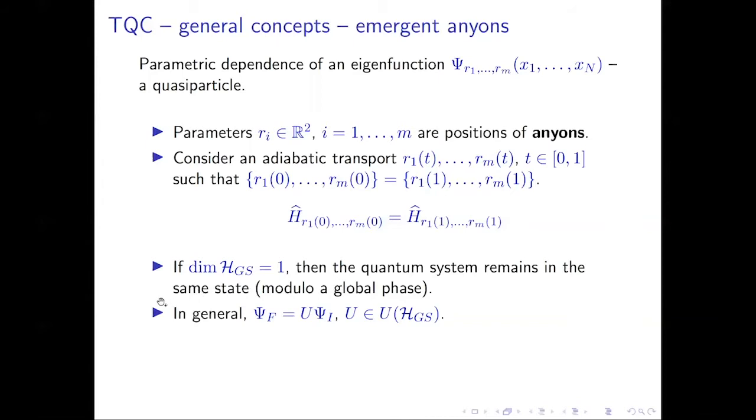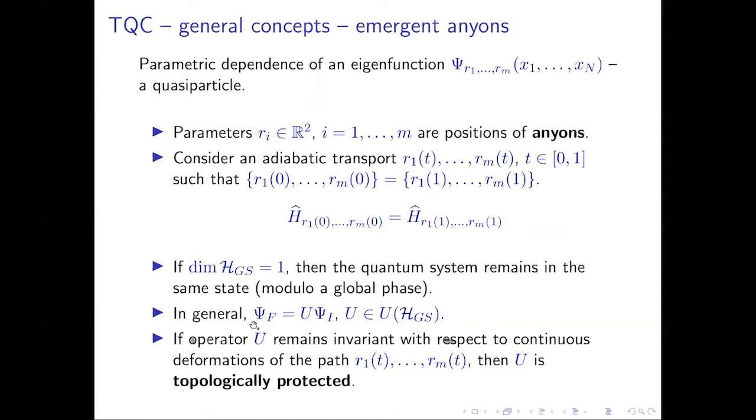But what's happening in general is that the final state is related to the initial state by some unitary transformation, if the ground space is degenerate. And we say that this operator U is topologically protected if it's invariant with respect to continuous deformation of this path. And maybe a few words on why these are called anions. This condition here is important, that the initial configuration is the same as the final one.